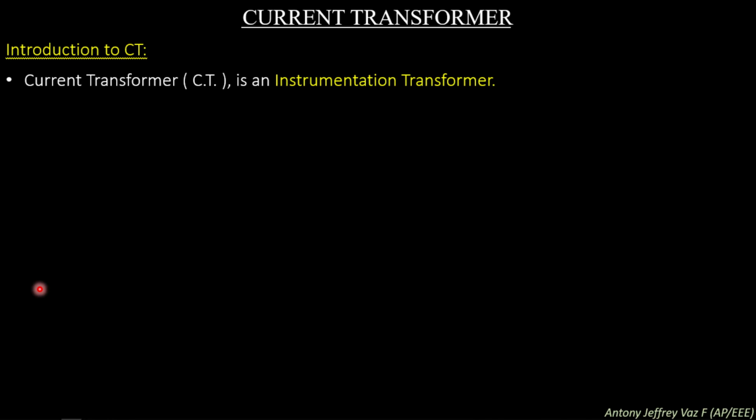Today we are going to see about current transformer. Current transformers are used as instrumentation devices. These current transformers are used in actuating the switchgear or circuit breaker in case of emergencies.